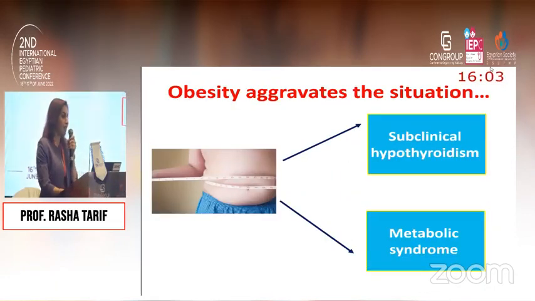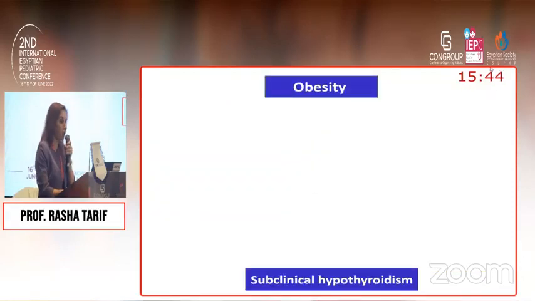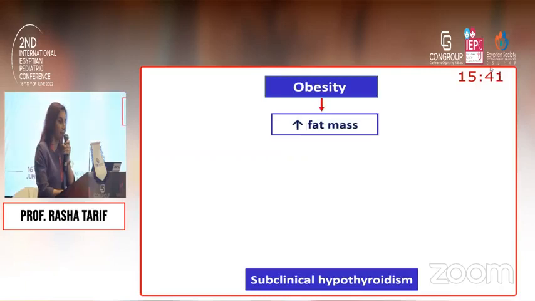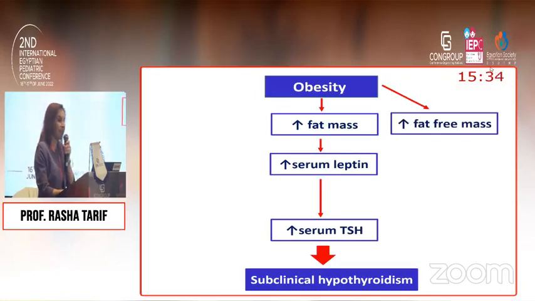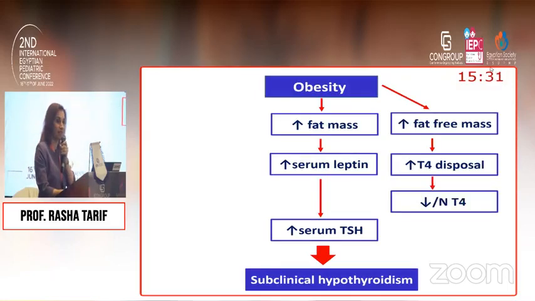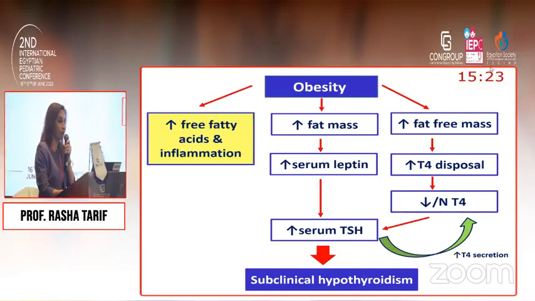Another point is that obesity aggravates the situation more. Obesity could lead to subclinical hypothyroidism and metabolic syndrome. And subclinical hypothyroidism by itself could lead to metabolic syndrome, and the vicious circle goes on. So how does obesity lead to subclinical hypo? Increased fat mass increases the serum leptin and the TSH, and increase in the fat-free mass increases the T4 disposal, which lowers the T4, leading to a rise in the TSH and this causes the vicious circle to go on.